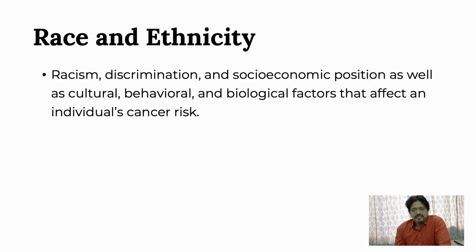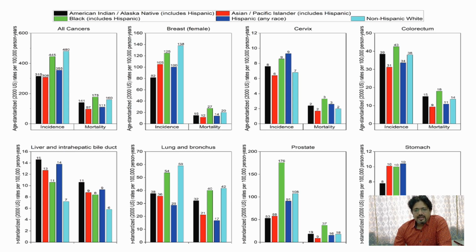Similarly, race and ethnicity is also seen. In this chart, black represents the American Indians, green represents the black population, Asian is red, Hispanic is blue, and non-Hispanic is light blue. From this chart, for overall all cancer, the non-Hispanic, Hispanic, and black populations have a higher incidence of cancer compared to the American Indian and Asian populations.